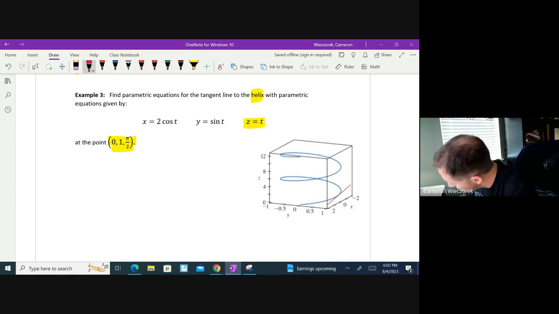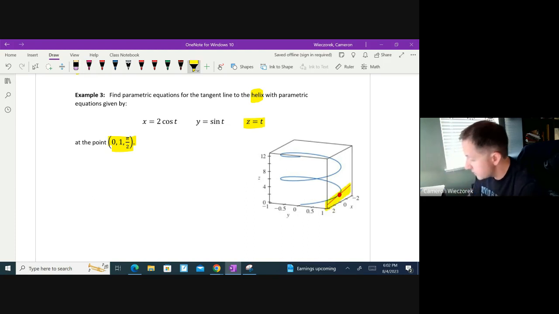So if you look at the picture, it's going to be this point right here in pink. And we're going to want to find the equation of this tangent line that the picture has sketched in red. So what are we going to need? Think back to the basics. To write the equation of a tangent line, or any line, we need to have two things. We need to have a point on the line. Check, we have that. The point on the line is 0, 1, pi over 2.